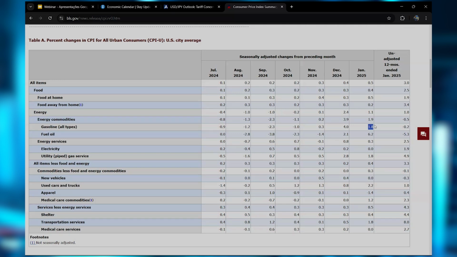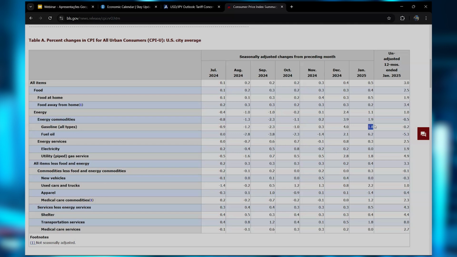Electricity, 0%, so pretty much unchanged for the month. Another notable change includes a 2% increase in motor vehicle insurance, a 1% rise in the Asian index, and a 2.2% uptick in used cars and trucks.